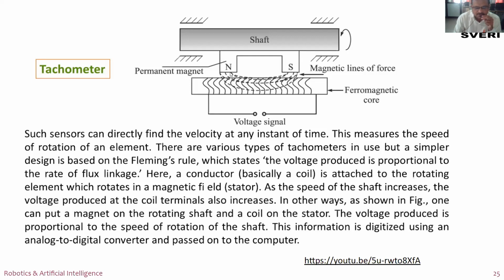Now you see here, the magnetic flux lines are flowing from north to south, and this is the ferromagnetic core. Therefore, the voltage produced is proportional to the speed of rotation of the shaft, and this information can be passed to the computer, that is, analog information is converted to digital values. Therefore, this is nothing but the tachometer. Now we'll see its video, a small video.